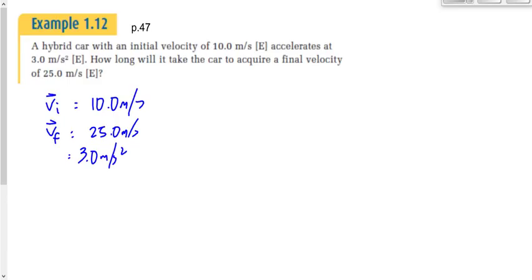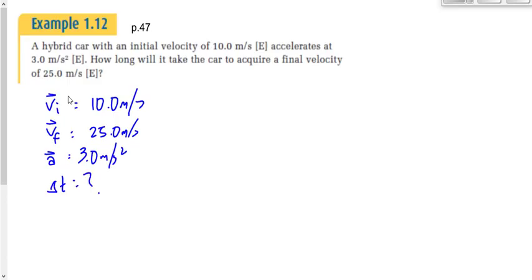Yep. Yeah, good. It's my acceleration. This is not my change in velocity. It's my rate of change of velocity. It's how quickly my velocity is changing by. I'm looking for time, the amount of time that this takes.